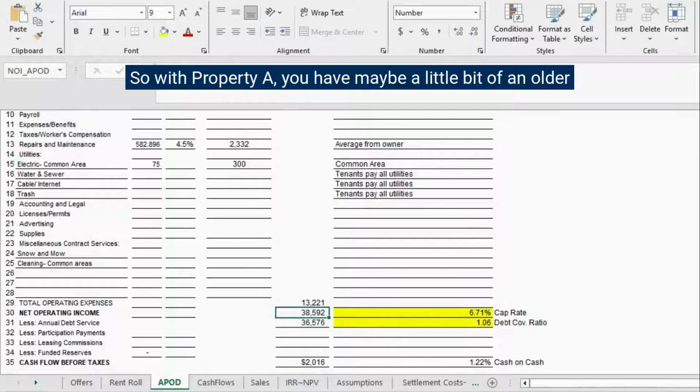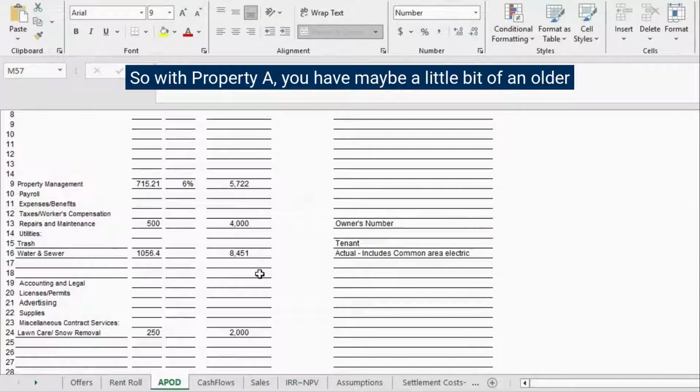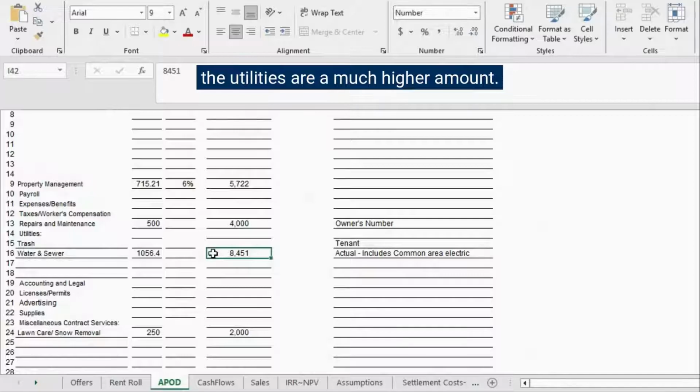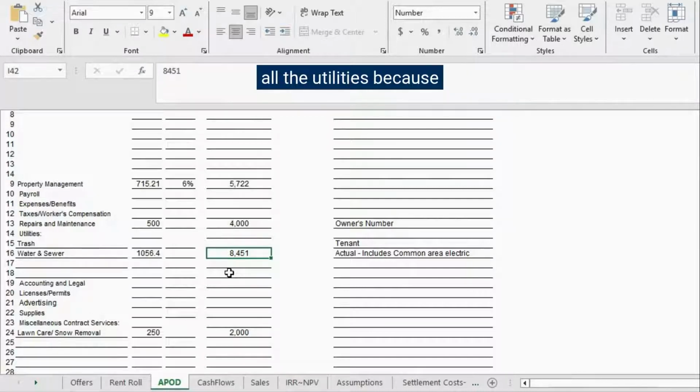So with property A, you have maybe a little bit of an older building and the expenses for the utilities are a much higher amount. Whereas over on property B, the tenants are paying for all the utilities because the utilities were separately metered.